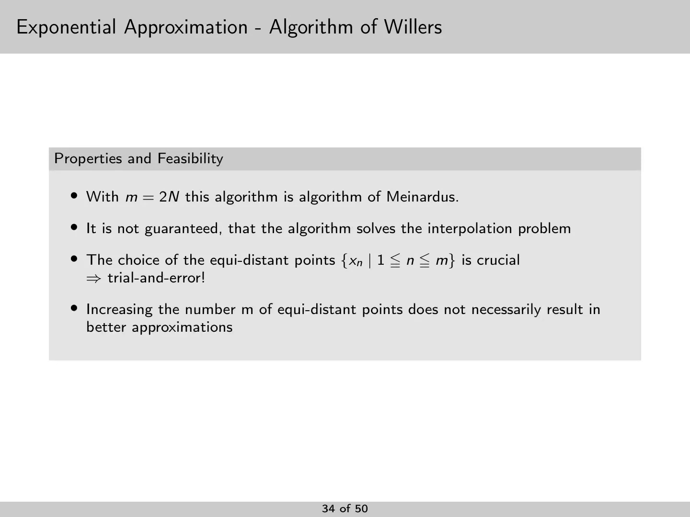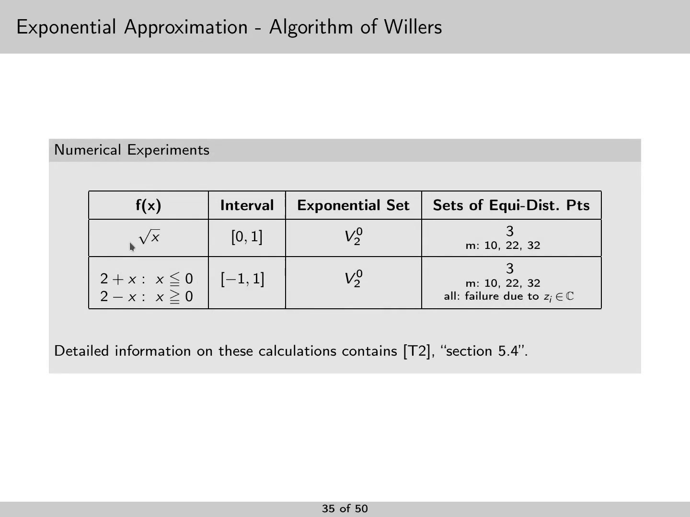Numerical experiments indicate that more equidistant points do not necessarily result in better approximations. For instance, the algorithm has been applied to the function square root of x, employing 3 sets of 10, 22, and 32 equidistant points without producing better approximations.